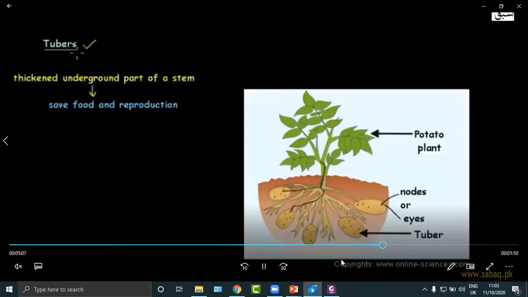Tuber thickens underground part of a stem, save food and reproductions.